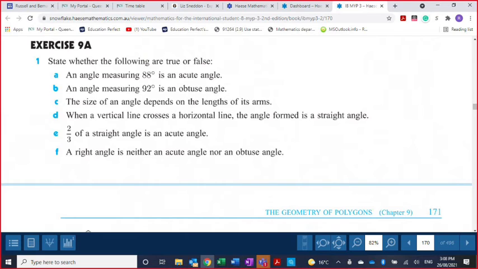The size of the angle depends on the lengths of its arms. Can everybody unmute so that you can answer questions with me now? So the size of an angle depends on the lengths of its arms. True or false? False, exactly. It has nothing to do with it at all. When a vertical line crosses a horizontal line, the formed angle is a straight angle. Is that true or false?